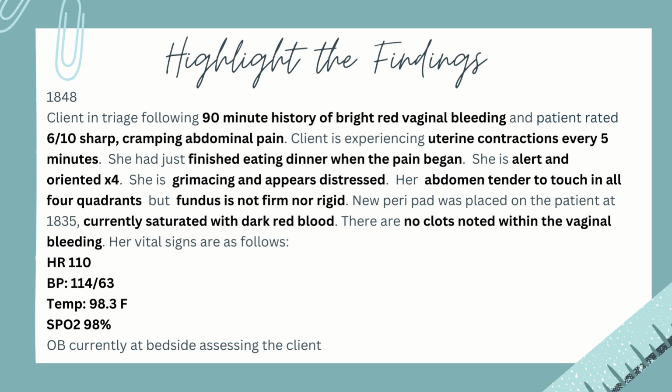Her abdomen is tender to touch in all 4 quadrants, but her fundus is not firm nor rigid. New peripad was placed on the patient at 1835, and it is currently saturated with dark red blood. There are no clots noted within the vaginal bleeding, and her vital signs are as follows. Heart rate of 110, blood pressure is 114/63, temp is 98.3, and her SpO2 is 98%. The OB is currently at the bedside assessing the client.